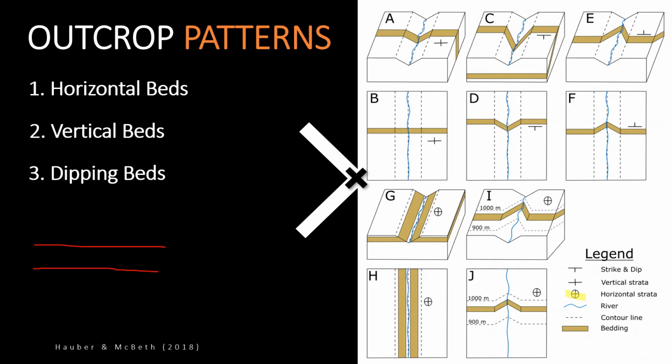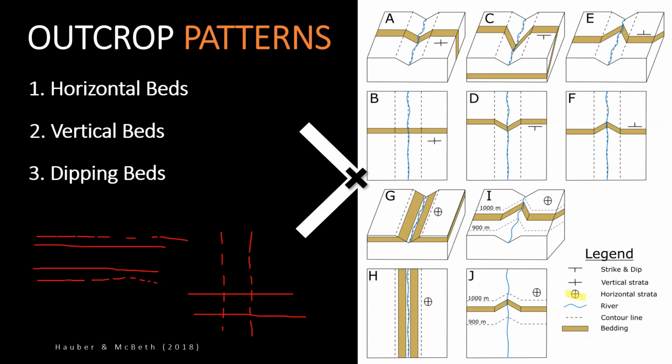before we interpret it as a horizontal bed, we have to consider the contours. If the contours follow the shape of the outcrop, that means the outcrop has a horizontal bed. But if the outcrop cuts across the contours, as you can see here, the outcrop cuts across the contours.